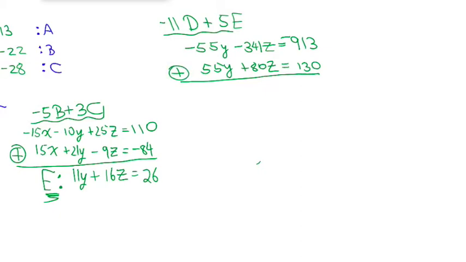Just because the numbers are getting big does not mean you're doing it wrong. This is expected. I would have stopped. I thought I was doing it wrong. So the Y's are gone. The Z becomes negative 261.